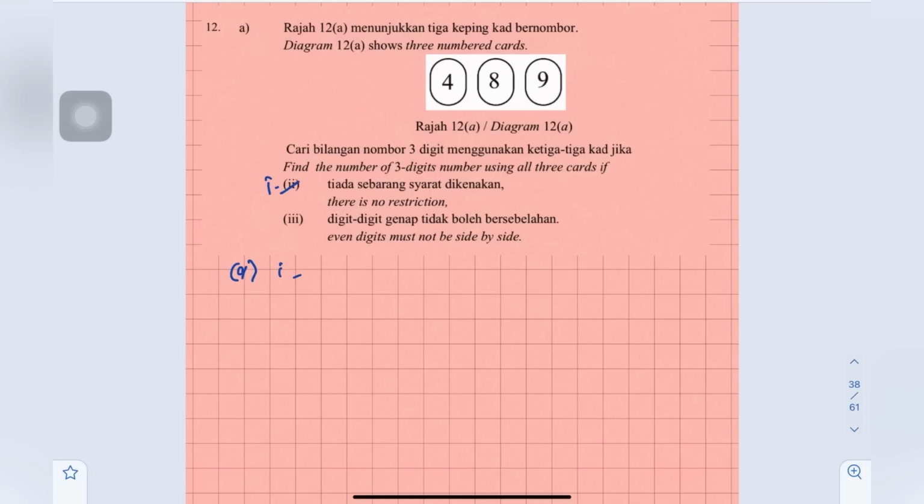So there are 3 cards. To arrange all, 3P3 or 3 factorial, which equals 6 ways. Then the second one: even digits must not be side by side. Okay, so we have even digits, 2 numbers, and odd, 1 number.